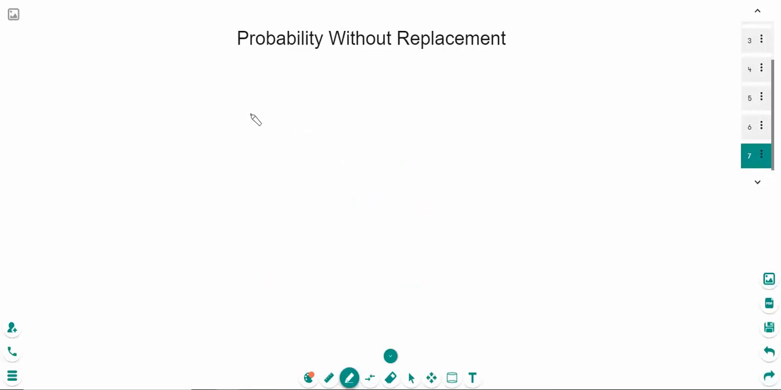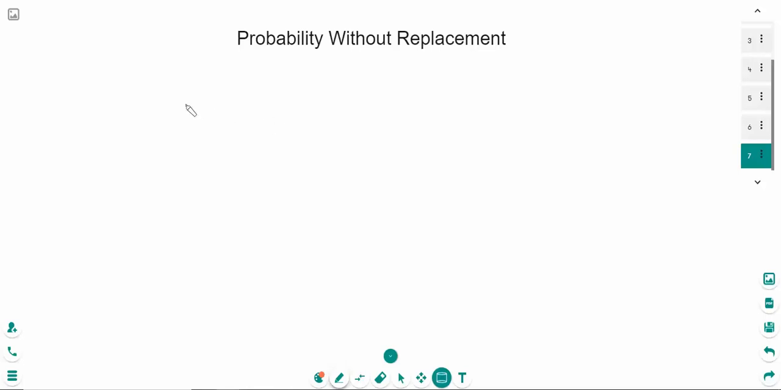So we are completely switching gears here, going to something completely off topic, which is again back to probability, which we discussed in a couple of previous lessons. Up to this point, we've been talking about only probability problems in which there was what we call replacement.